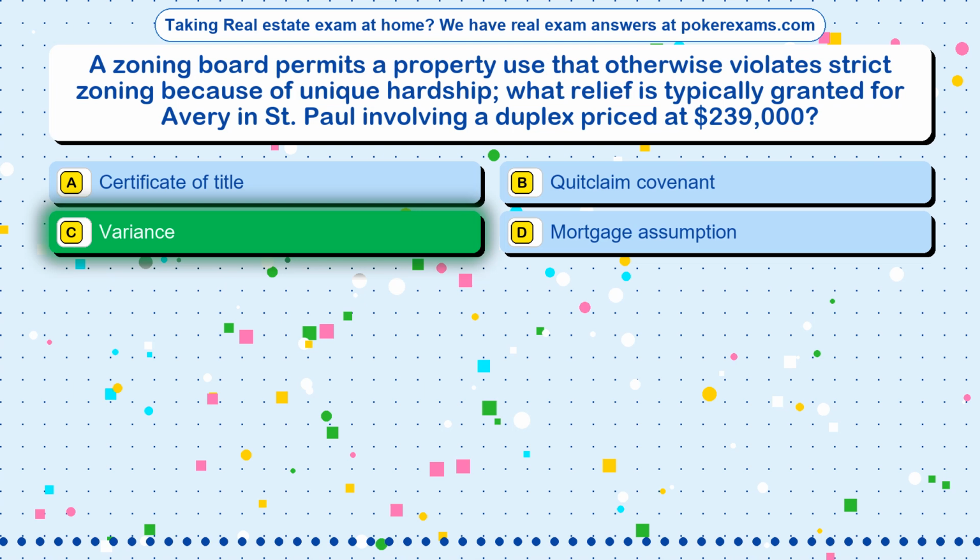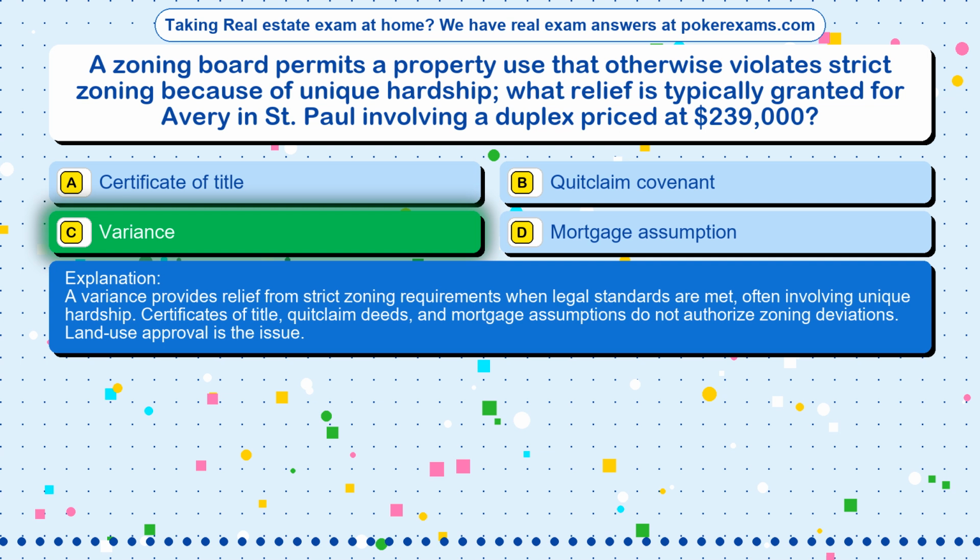The correct answer is option C, variance. A variance provides relief from strict zoning requirements when legal standards are met, often involving unique hardship. Certificates of title, quitclaim deeds, and mortgage assumptions do not authorize zoning deviations. Land use approval is the issue.